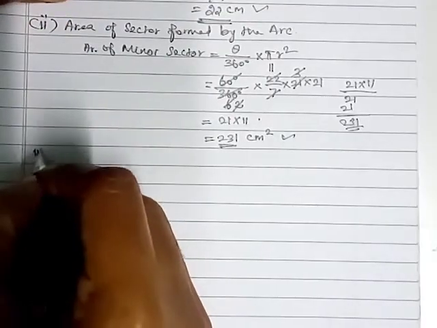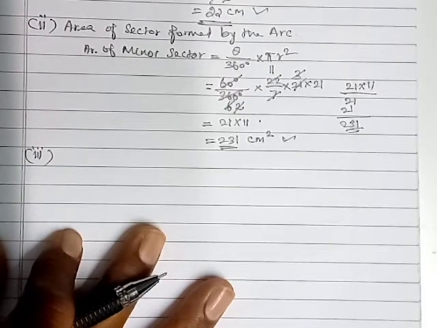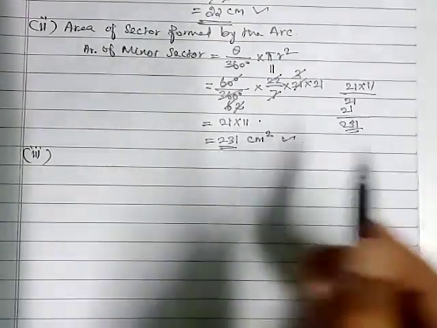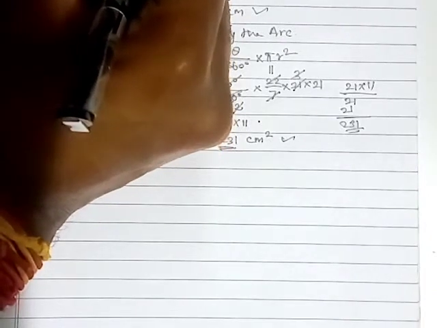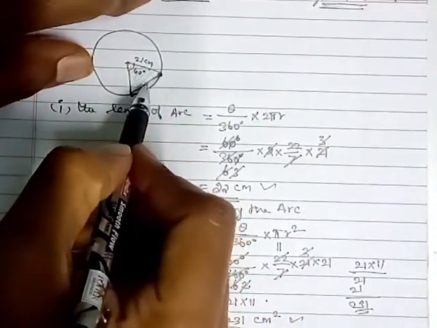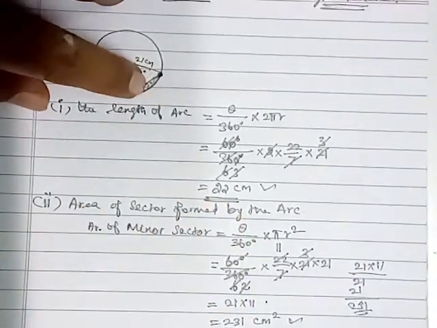The third one, what's the third one? The third one is area of the segment formed by the corresponding chord. What do you mean by area of the segment formed by the corresponding chord? This is the chord, right? Corresponding chord. The area of the segment formed by the chord is this one.